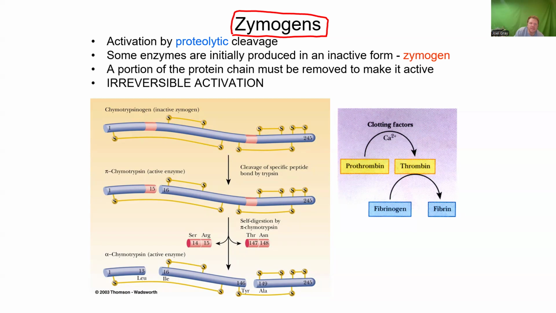And so this enzyme right here, chymotrypsinogen, is inactive. But another protease known as trypsin will come along and cut two places. And whenever it does that, what it makes is something known as pi-chymotrypsin. Trypsin will cut in one location. That pi-chymotrypsin cut by trypsin will then cut itself to yield alpha-chymotrypsin, the fully active form of it.